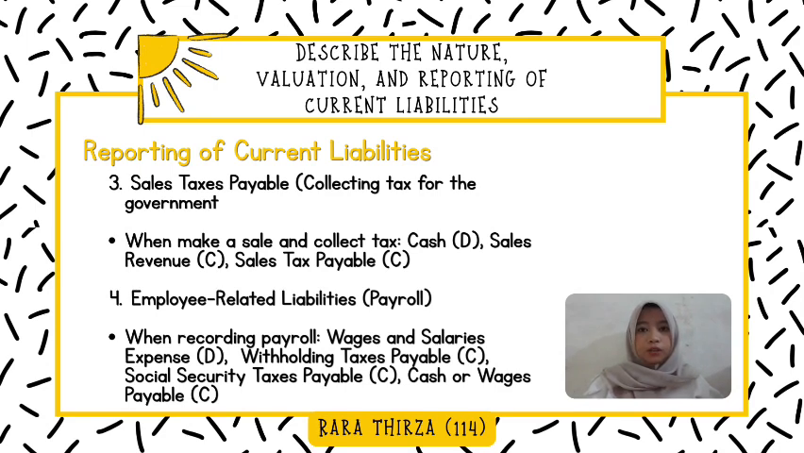Then the last current liability we are going to discuss is employee-related liabilities, or what we usually call payroll. When we record payroll, we record wages and salary expense as debit, withholding tax payable in credit, social security tax payable in credit, and cash or wages payable also in credit. So maybe that's it, and the next module will be explained by my friends.